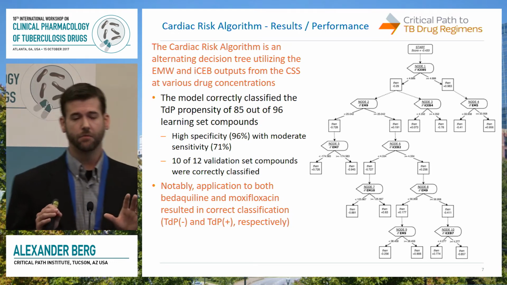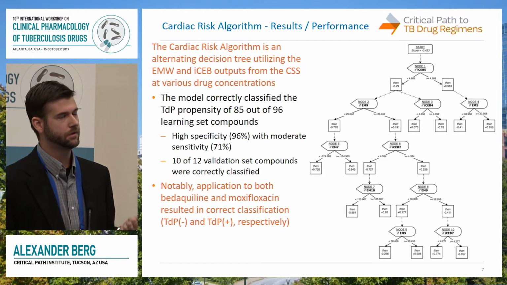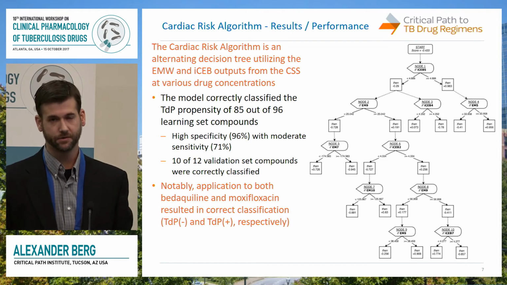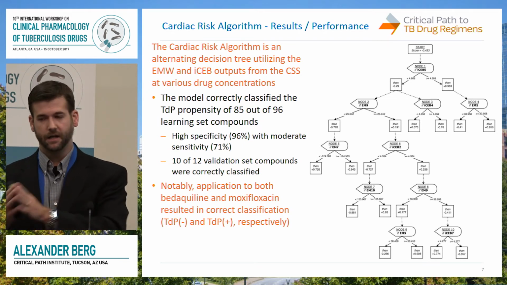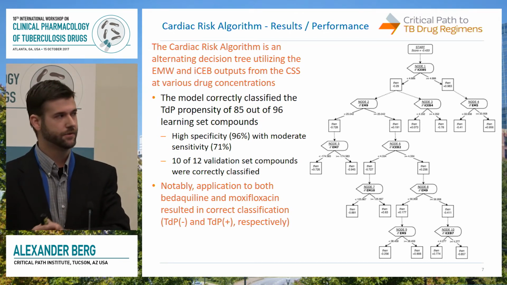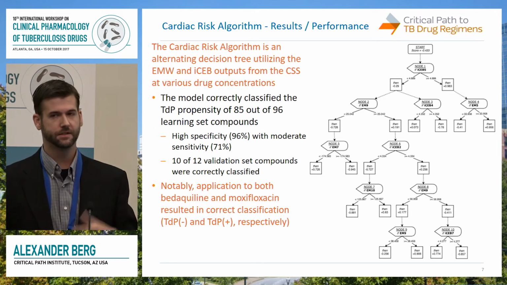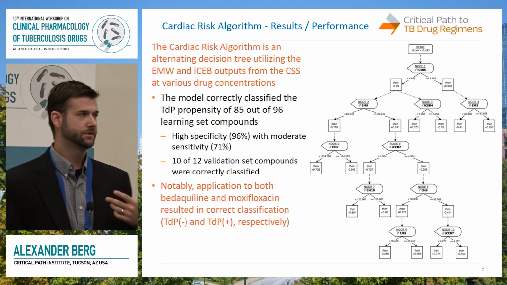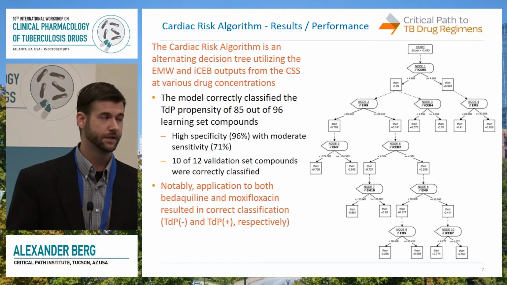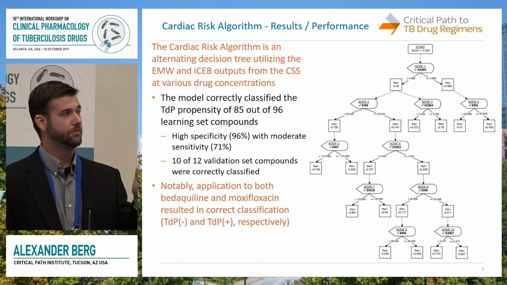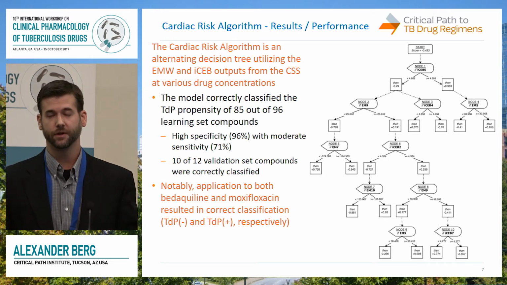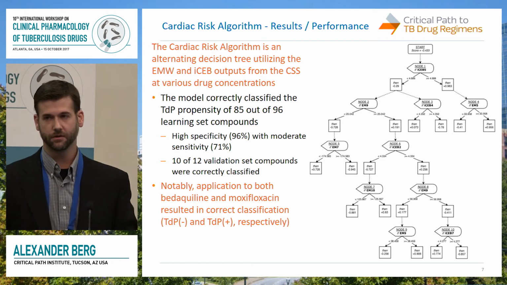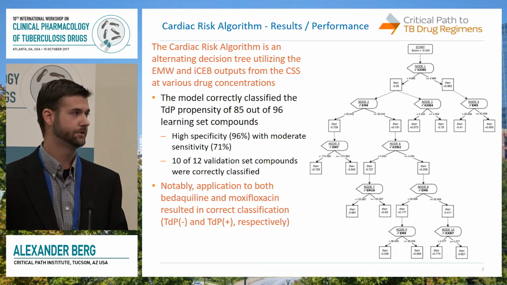Now, as far as how the model actually performed, it was able to correctly classify 85 out of the 96 compounds in the learning set. It did so with high specificity, and being a highly specific algorithm, there is a trade-off in terms of sensitivity. The sensitivity was 71%. This translates to a false positive rate of 29%. However, when we did area under the receiver operating curve analysis, the area was 0.96, so it was a very robust algorithm in terms of discriminating between TdP negative and TdP positive compounds.